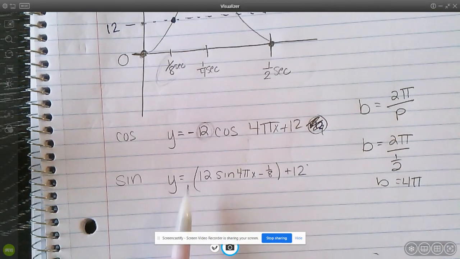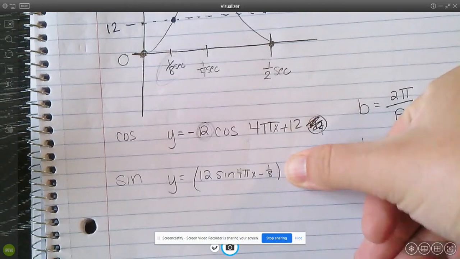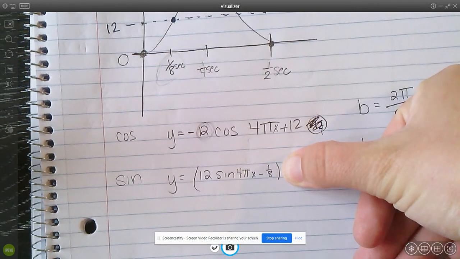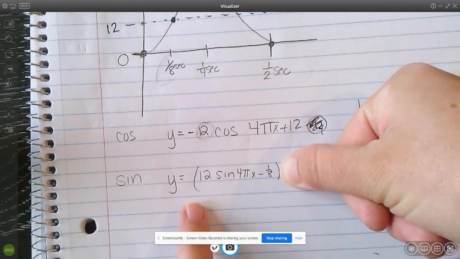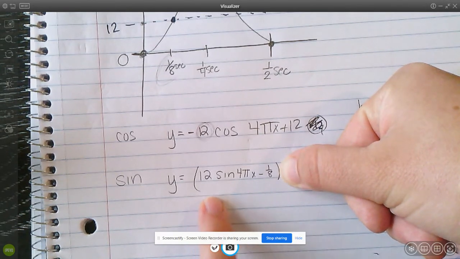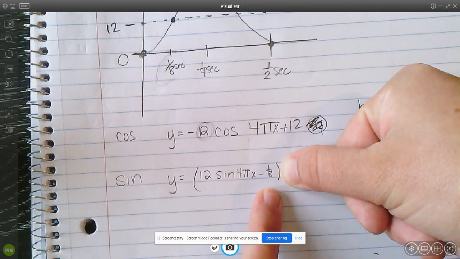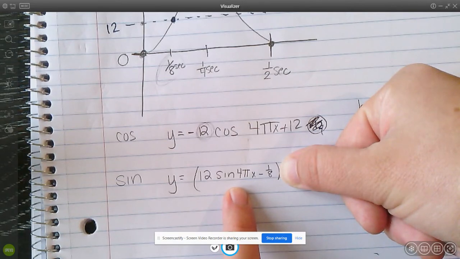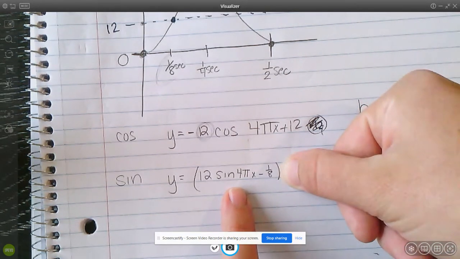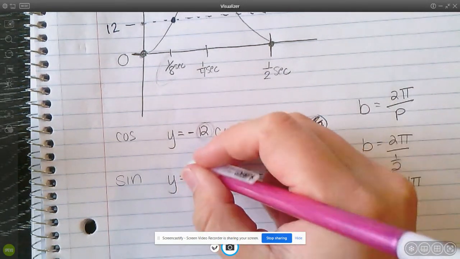Okay, so if you notice, I put parentheses around this whole thing. So pretend I got rid of this. What's that going to graph? Well, that's going to graph an amplitude of 12, a y displacement of -8, and a b value of 4. Okay, that's not what we want. So our parentheses are actually in the wrong spot.